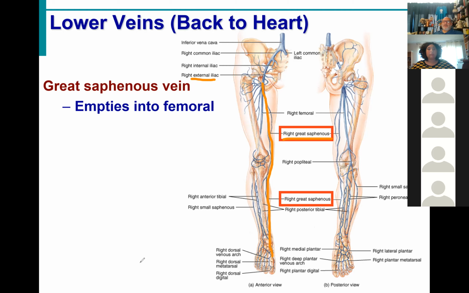And of course, anytime there's a great something, what else is there? A small something. And sure enough, the small saphenous vein also starts at the foot, but basically goes up to the popliteal vein, which also has an elaborate anastomosis and feeds into it. And here you see on the anterior side how it's coming in to that popliteal vein on its way back. So again, most of the pathways are similar, but there are a couple extra blood vessels that you need to know here as well.